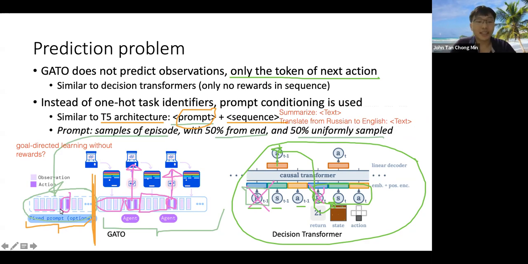And over here, this is slightly different, but there's still something like a prompt and then a sequence at the end of it. So this is what GATO did. All right, let me just continue.